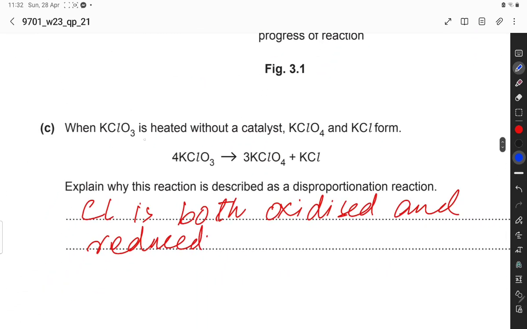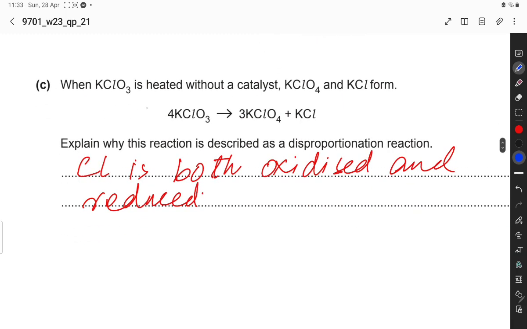When KClO3 is heated without a catalyst, KClO4 and KCl form. Because KClO4 is not a catalyst, it is formed in this reaction along with the other product, KCl. Explain why this reaction is described as a disproportionation reaction.